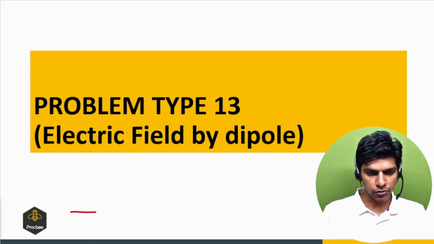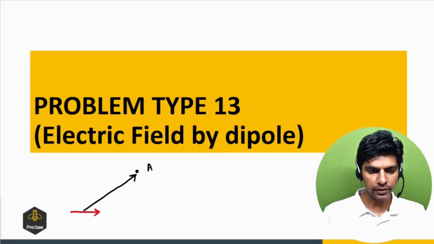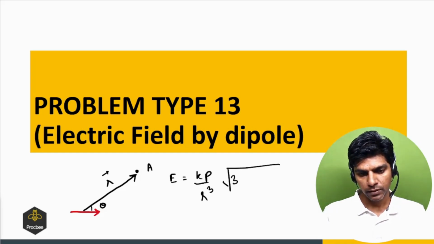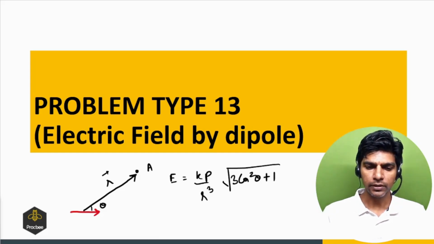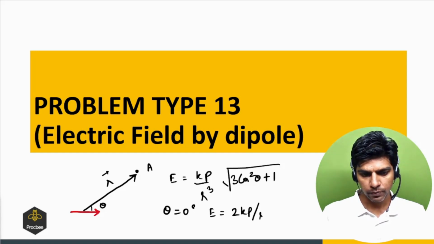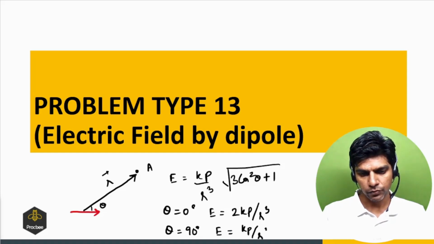If this is a short dipole, then at a general point, say point A, if this is the r vector of point A from the center of the dipole and this angle is theta, then the electric field at A is defined as Kp by r cube root of 3 cos square theta plus 1, right? So if theta is 0, then the electric field will become 2 Kp by r cube. If theta is 90 degrees, then the electric field will become Kp by r cube.